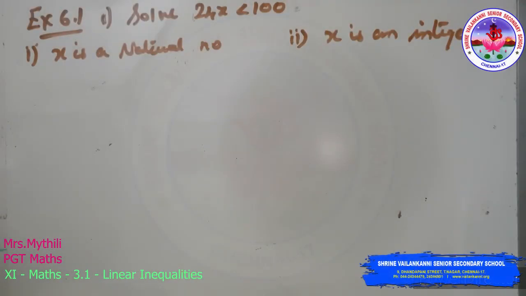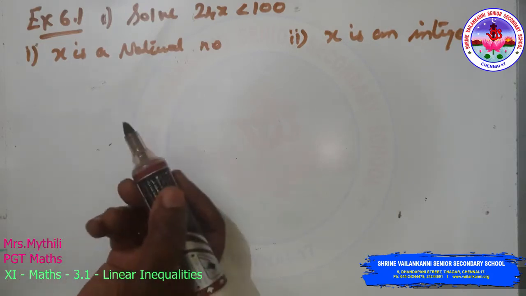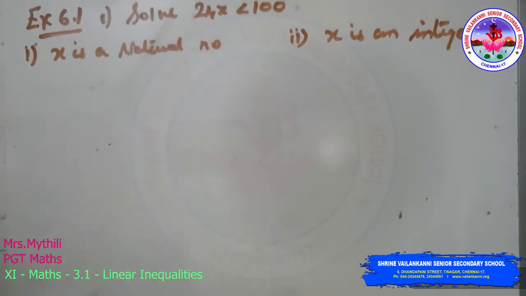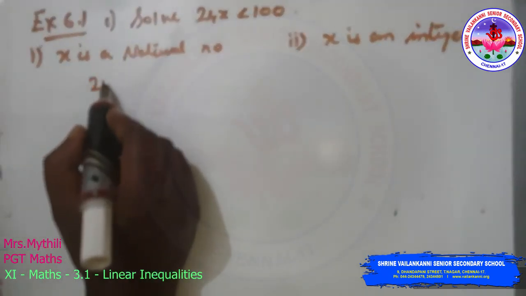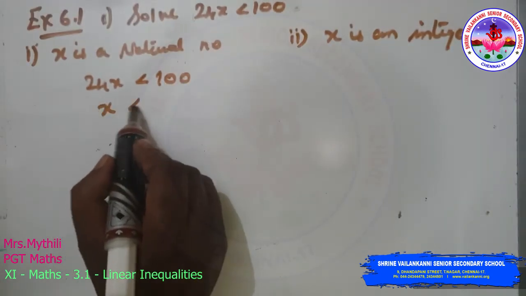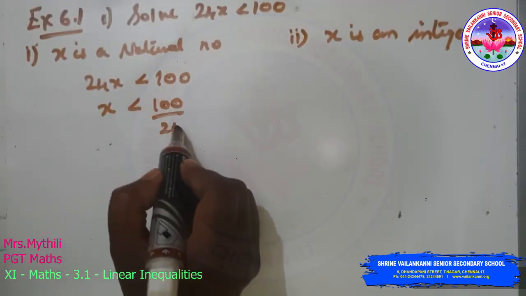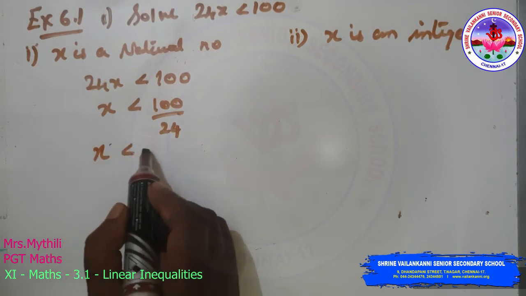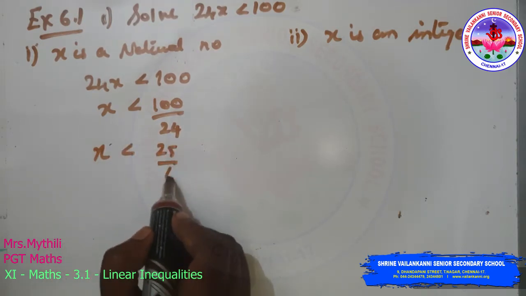Exercise 6.1. First question. Solve 24x less than 100 when x is a natural number and when x is an integer. Given that 24x is less than 100. So first part, x is a natural number. So 24x is less than 100. Dividing by 24 on both the sides, we get x is less than 100 by 24. Cancelling by using 4, we get x is less than 25 by 6.